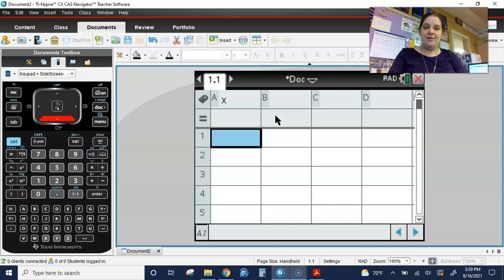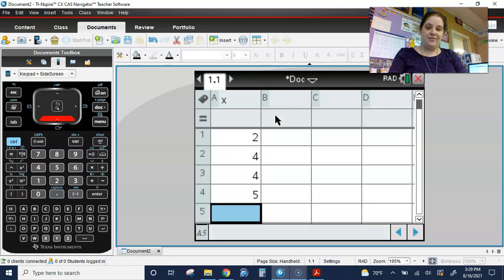All right, so here we go. My numbers are 2, 4, 4, 5, 7, 8, 10, 11, 12, 15, and 16. All right, so there are my 11 data values here.